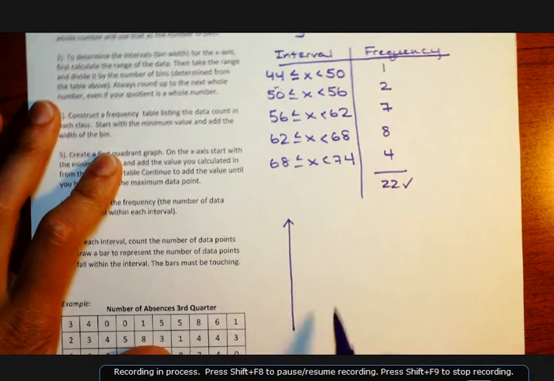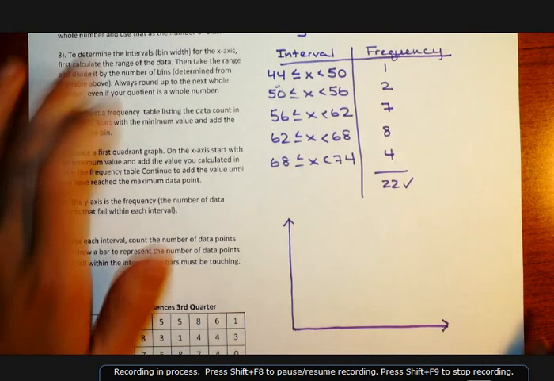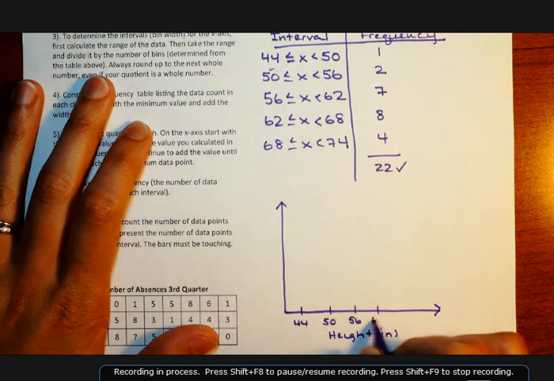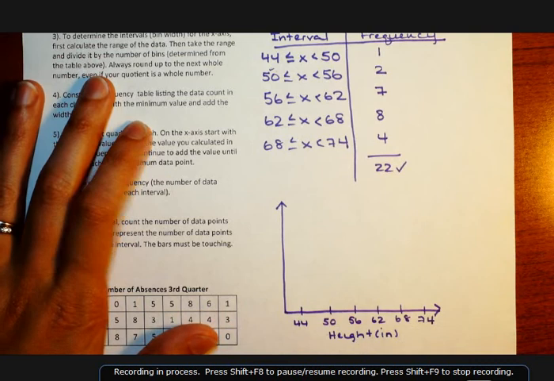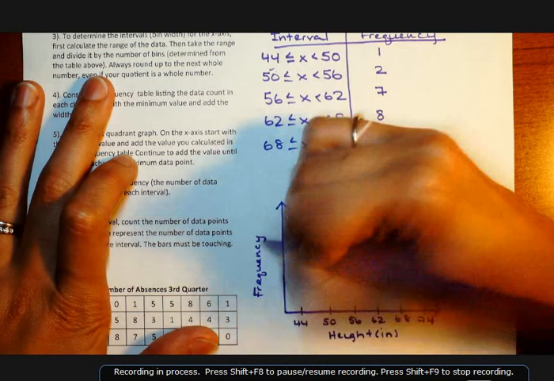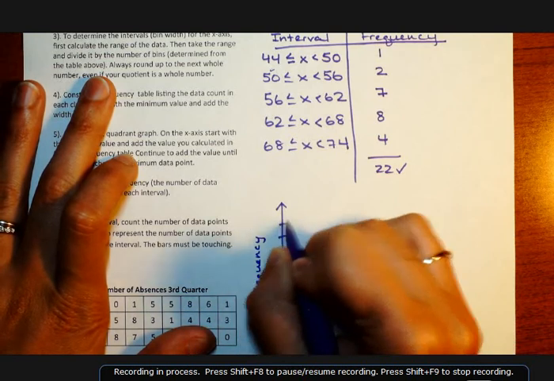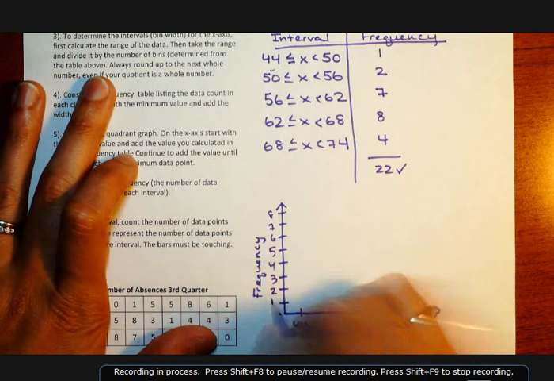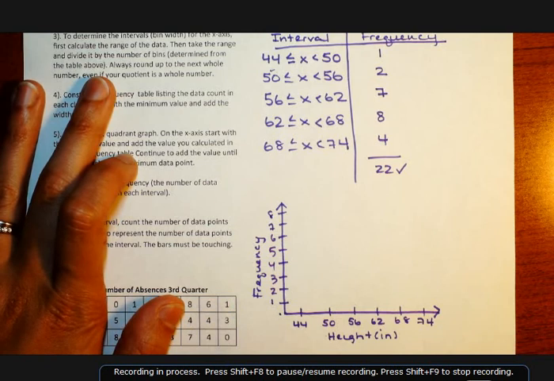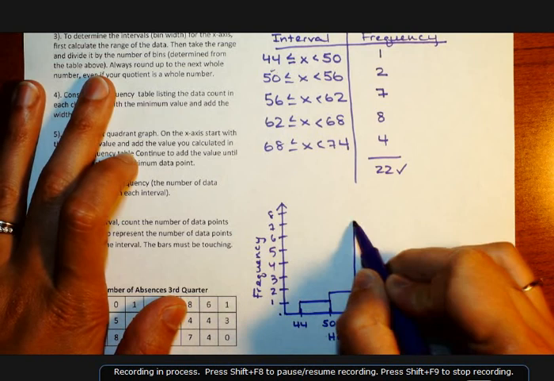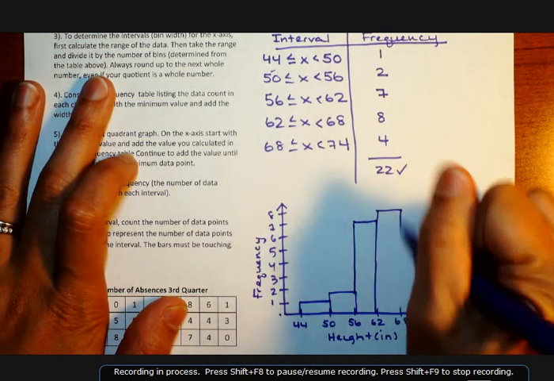Next we're going to create a first quadrant graph. On the x-axis we're going to have our height. And on our y-axis, we're going to have the frequency. You can see from our frequency table that the largest value we have is 8. So each bar is going to represent the frequency, how many data points fall within that interval. So for 44 to 50, we have 1 data point. Then we have 2. Then we have 7. Then we have 8. And finally 4.